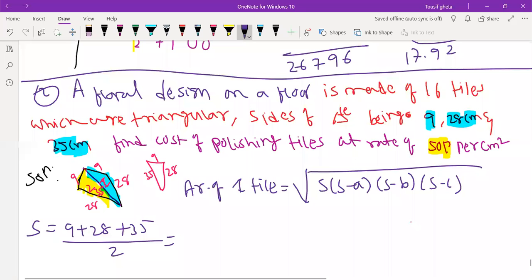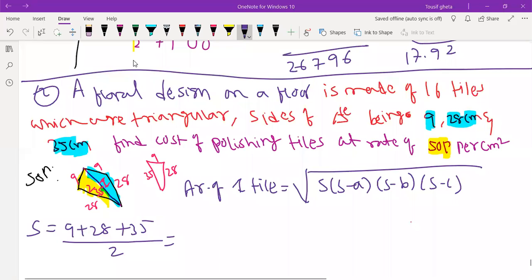If you add, how much will you get? Farhan, can you hear now? If you add it, how much will you get? 40, 40, 50, 60, 69. Okay, 72 by 2.